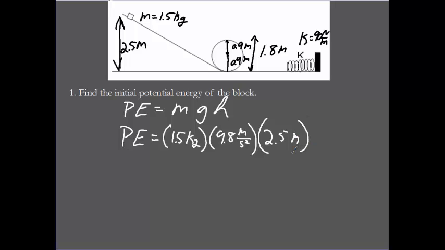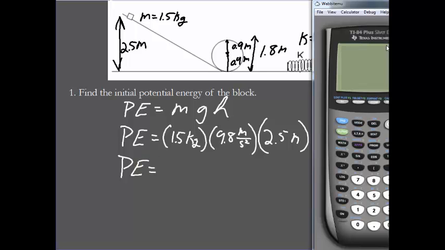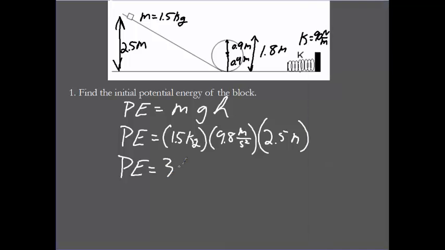Calculator time. Potential energy equals mass times gravity times height, which is 1.5 times 9.8 times 2.5 equals 36.75. And the units would be the joule. Done.